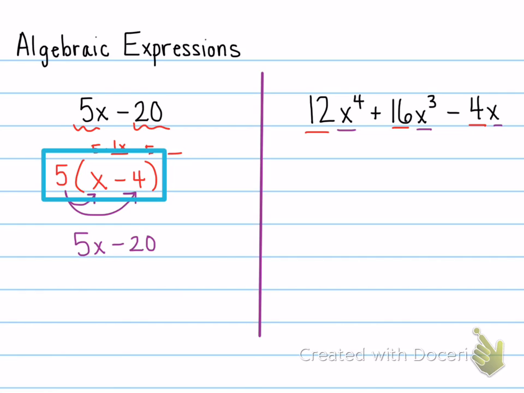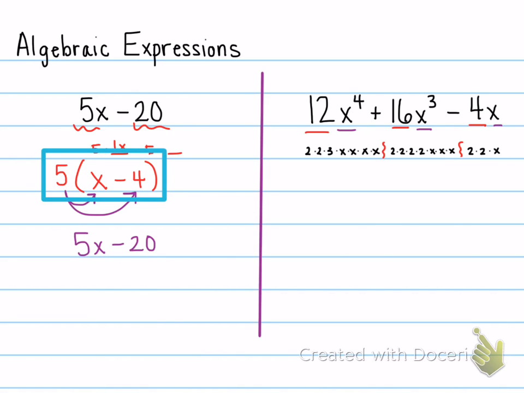If we were to do factor trees for this, for 12, 16, and 4, I know that 12 would be 2 times 2 times 3. That's 12. And then what you have to remember is x to the 4th is x times x times x times x. Okay, that's the first one. 16 would be 2 times 2 times 2 times 2. And then x to the 3rd is x times x times x. And then 4x would be 2 times 2 times x.